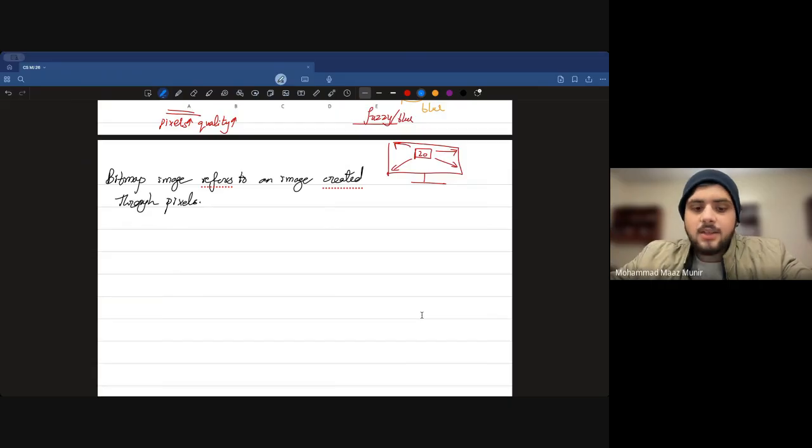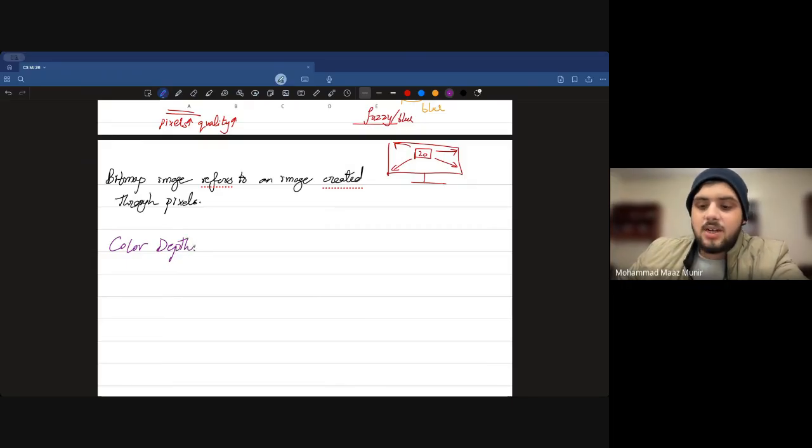Now, at this point, there is one term that you should know, and that basically refers to color depth. So just like before, a question can come up asking what color depth is, so you need to be able to define it. Color depth is very similar to your sampling resolution because it refers to the number of bits used to represent each color.